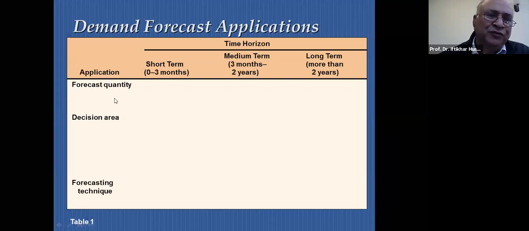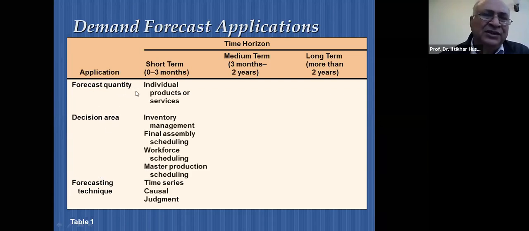Here the first column shows the application, including the forecast quantity, the decision area, and then the forecasting technique. So what we are going to forecast, and in which particular area it helps us in making the decision, and then the technique. The forecasting quantity could be individual products or services. That is the thing which we are going to forecast. The decision area is inventory management, final assembly scheduling, workforce scheduling. We cannot schedule the workforce in the next 5 years, for example. That would be quite strange. So usually it is done in the short term.